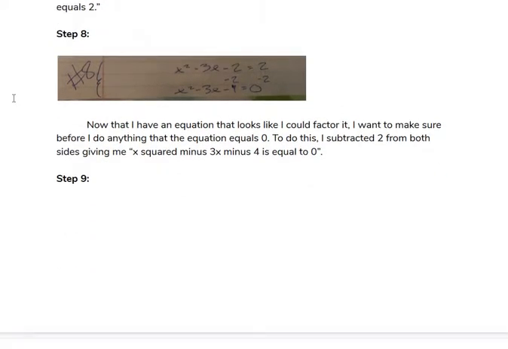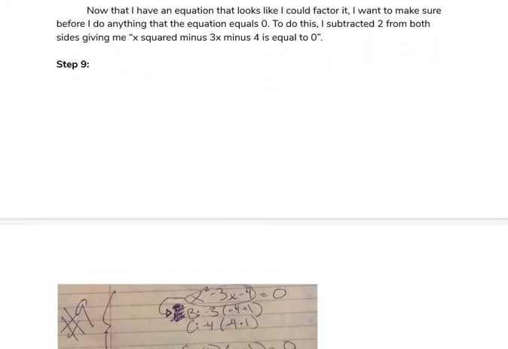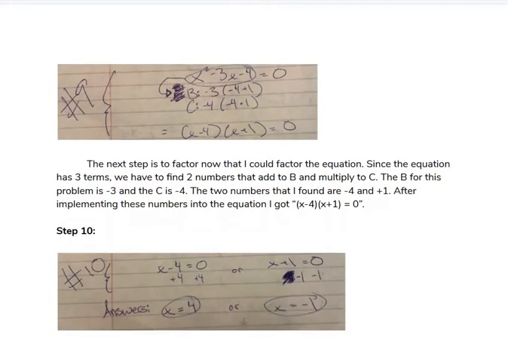Step 8. Now that I have an equation that looks like I can factor it, I want to make sure before I do anything that the equation equals 0. To do this, I subtracted 2 from both sides, giving me x squared minus 3x minus 4 is equal to 0.